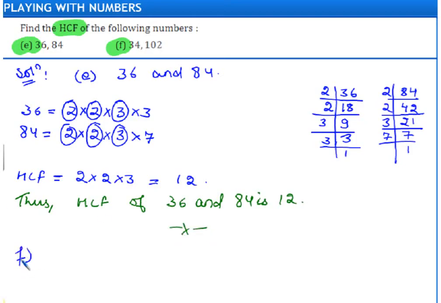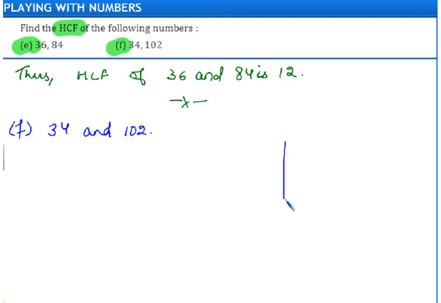Now let us proceed on to the F part, which is 34 and 102. First let us find the factors of 34. Now 2 is the smallest prime number which divides 34. So 2 into 17 is 34. And 17 is a prime number, so 17 ones are 17.